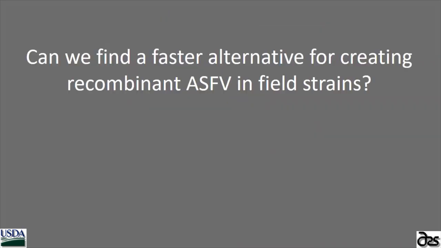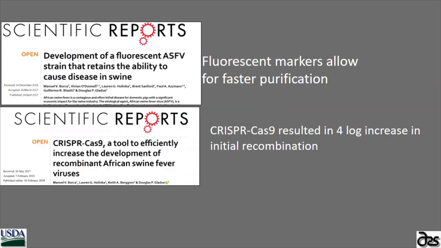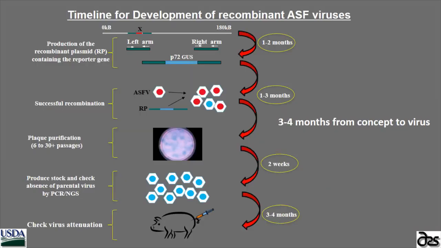So the question asked was, could we find a faster alternative for creating recombinant African swine fever in field strains? In the past 20 years or so, there have been a lot of new technologies, and we decided to implement a couple of these. We introduced fluorescent markers to allow for faster purification, and we started using CRISPR-Cas9, which resulted in a 4-log increase of recombination. Just doing those two simple things, we were able to cut down almost every step of the way to make recombinant virus, and get to where it takes us about 3 to 4 months from concept to recombinant virus purification.